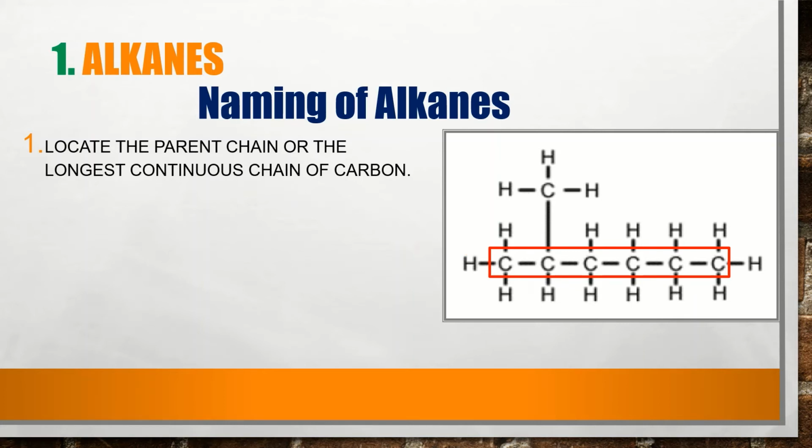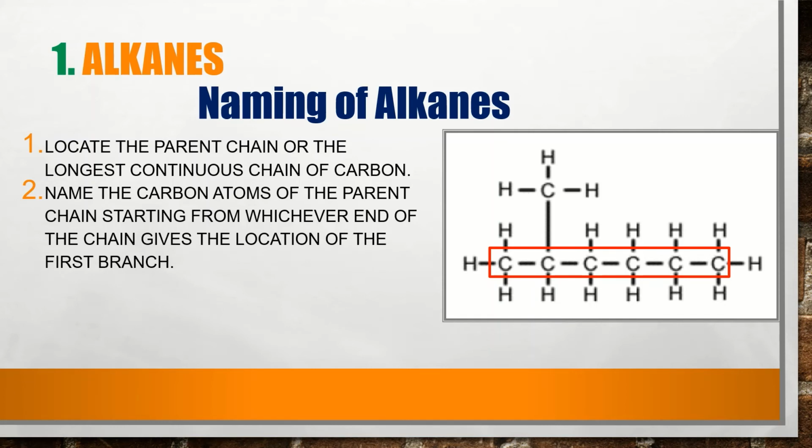The second step is to number the carbon atoms of the parent chain, starting from whichever end of the chain gives the location of the first branch. Since our first branch is located on the left side, we will start our counting on the left side. 1, 2, 3, 4, 5, 6. There are 6 carbons in our parent chain.